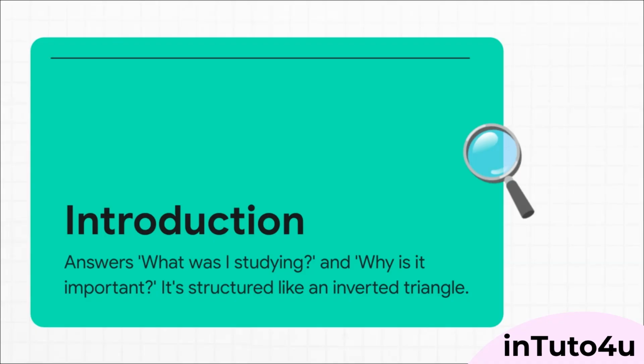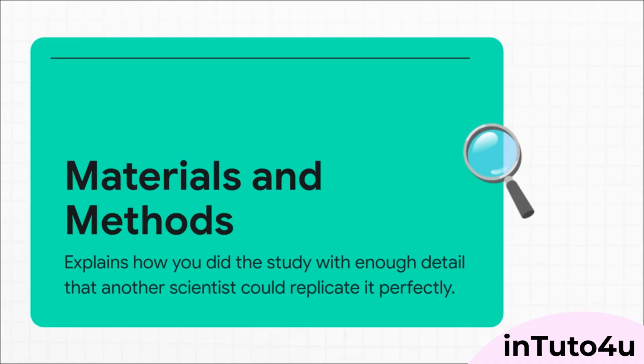And the best way to do that is with this inverted triangle idea. You start really broad, talking about the bigger picture. Then you narrow it down to the specific gap in our knowledge, and you end on the razor-sharp point of your specific hypothesis. Okay, so you've got your reader hooked on the problem.